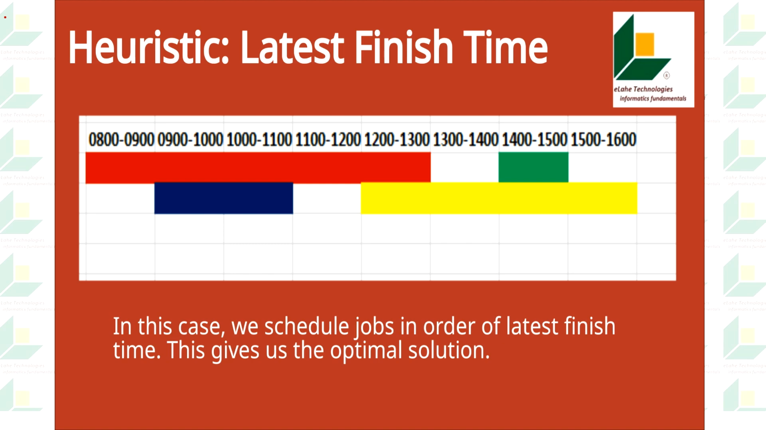Next, the red interval is scheduled. Since the finish time of the red interval is earlier than the start time of the green interval, the red interval is scheduled in the same room as the green. Finally, the blue interval is scheduled. Since the finish time of the blue interval is earlier than the start time of the yellow interval, the blue interval is scheduled in the same room as the yellow. This gives us the optimal solution.